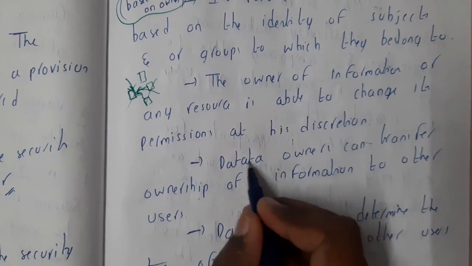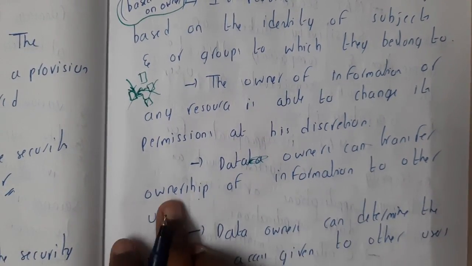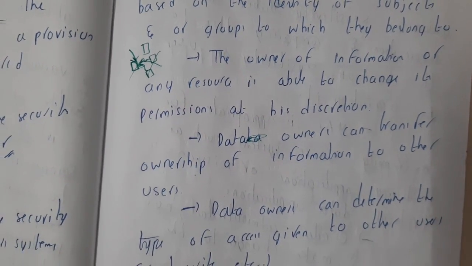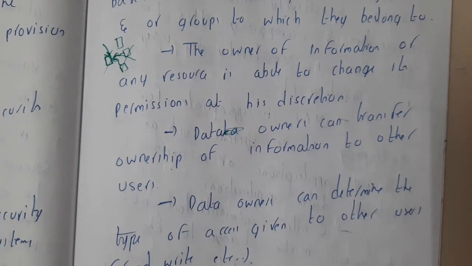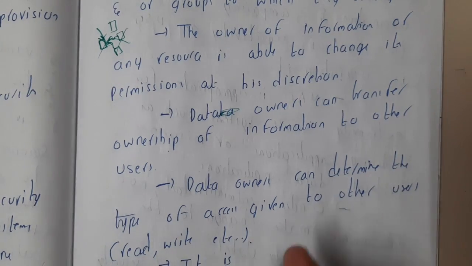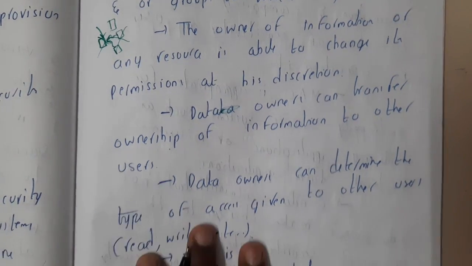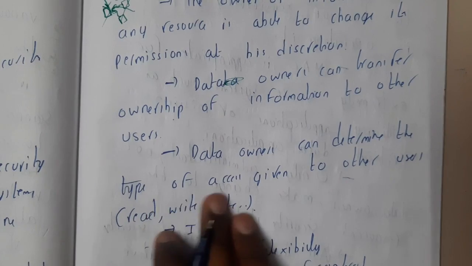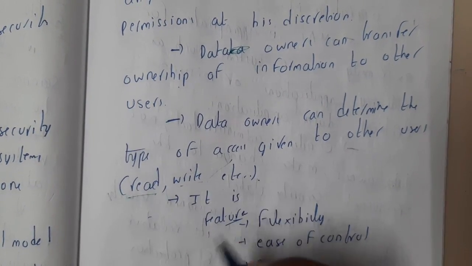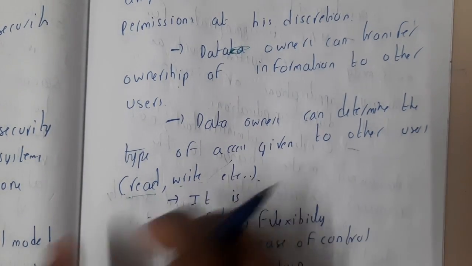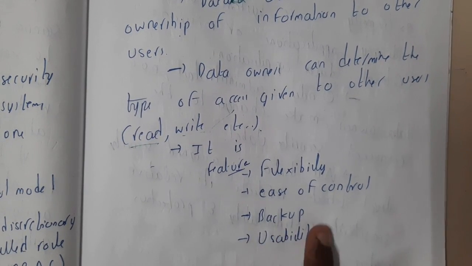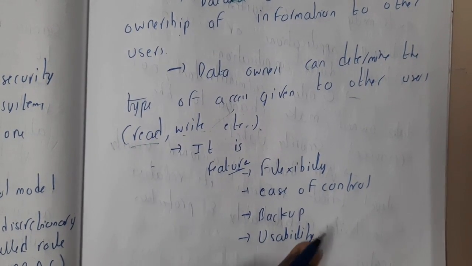The data owner can transfer ownership of information to other users. If he is going off on leave or something similar, he can transfer the leadership to someone else, who will take care of the team until then. The data owner can determine the type of access given to other users: they can read, write, update, modify, and so on. Everything will be specified clearly. The features of this are that it is flexible, easy to control, backups are taken, and it has good usability.